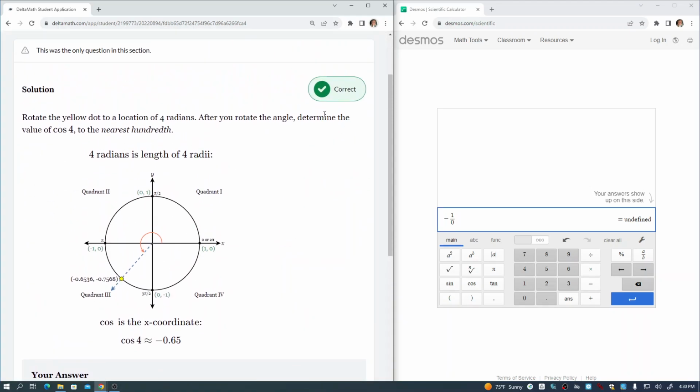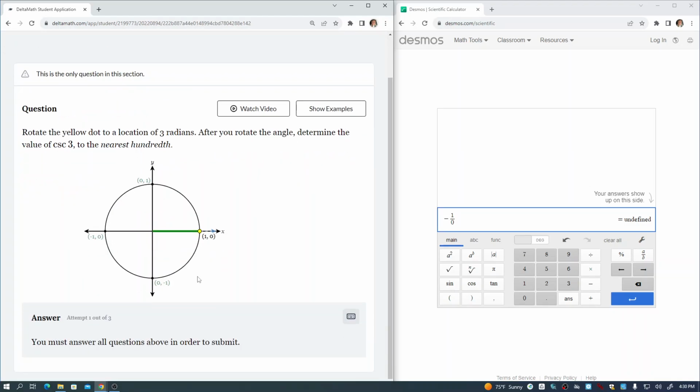Okay, one more. Rotate the yellow dot to a location of 3 radians. Then we're going to find cosecant of 3. So there is 1 radian, 2 radian, 3 radian. Cosecant is the reciprocal of sine.